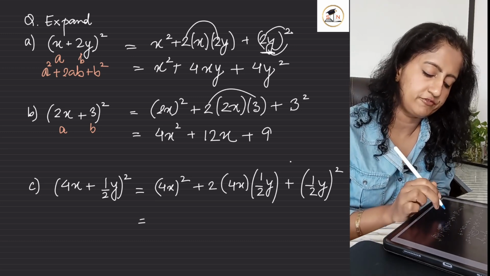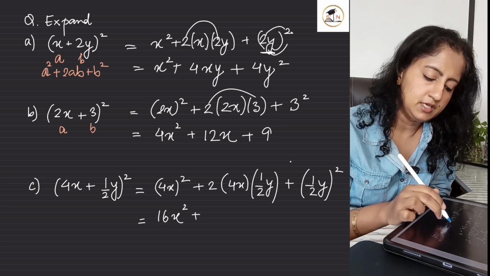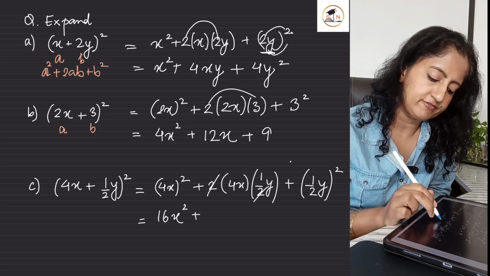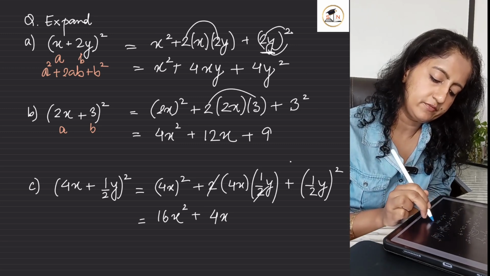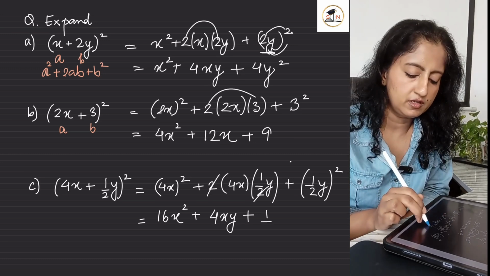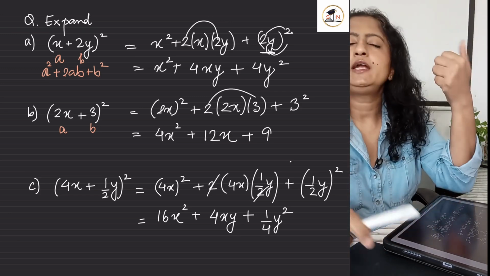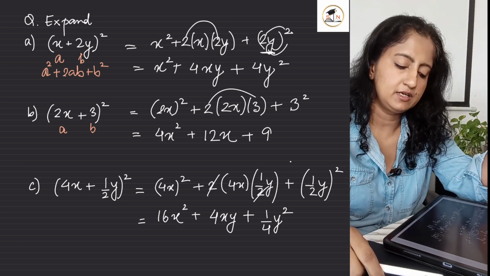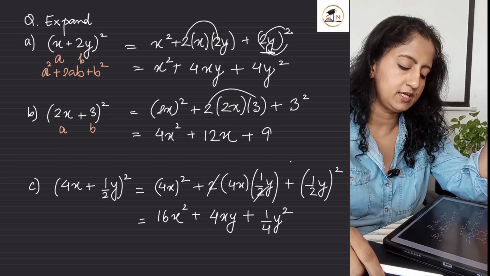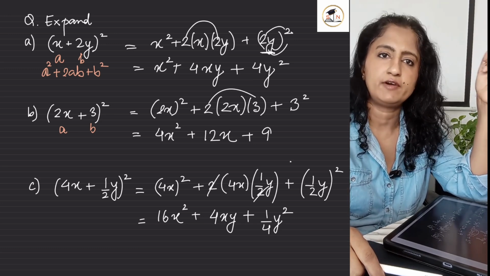Now what is going to be the square for 4x? 16x square. In the second term, this 2 and 2 will get cancelled out. Okay, so what are we left with? We are just left with 4xy, and the last term, half square is 1/4 and y square comes over here. The way 2 square is 4, similarly, half square is 1/4. So the answer we have got over here is 16x square plus 4xy plus 1/4 y square.